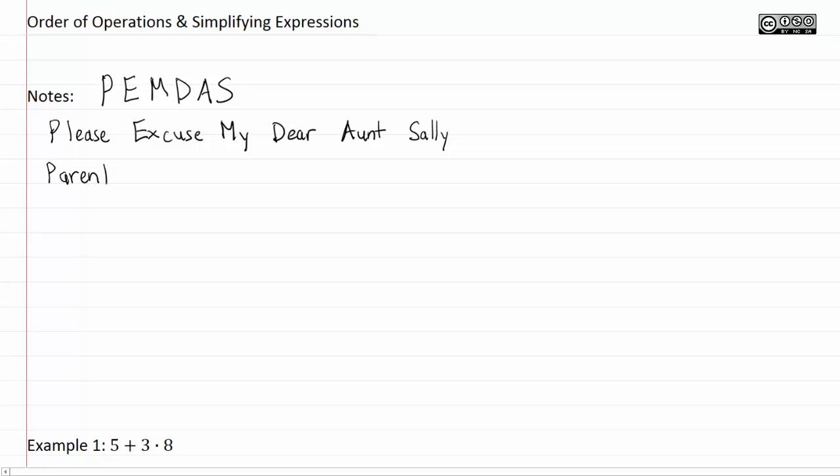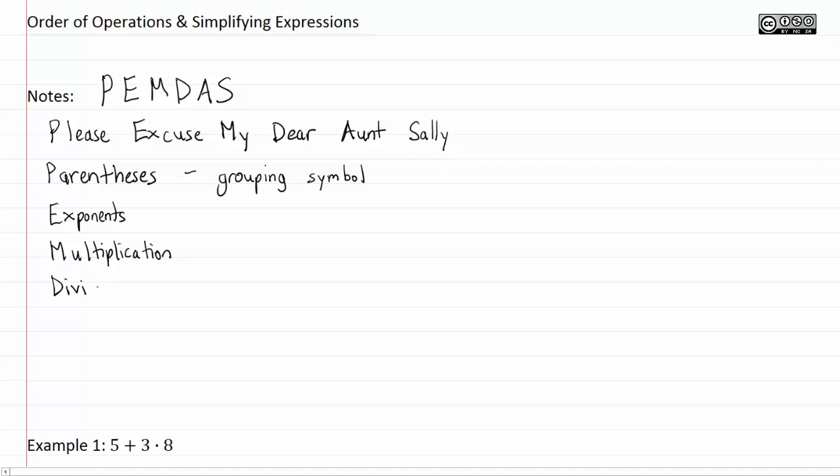So the first one is parentheses. If our expression has parentheses in it or any other kind of grouping symbol, we need to do those first. Now the E stands for exponents. Exponents are not something we're going to be really concerned with right now, but these next few are. The M is for multiplication, and the D for division.